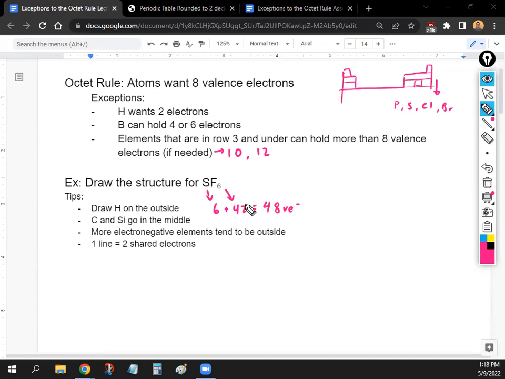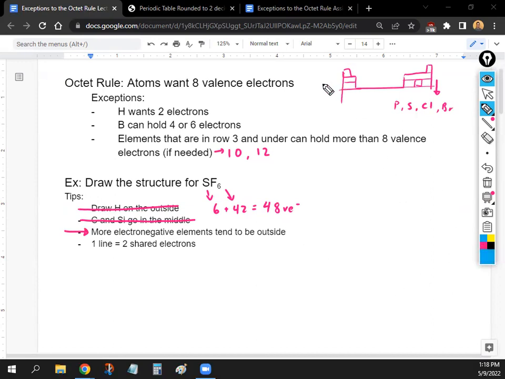Okay, so now that we counted the electrons, we can start making the structure. Now we don't have any hydrogen, so we don't need to use this rule. There's no carbon or silicon, so we don't need to use this rule. So we need to figure out what goes in the middle. We're going to be using this rule right here, that more electronegative elements want to be on the outside.